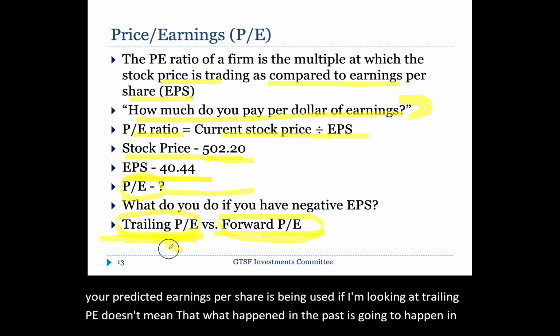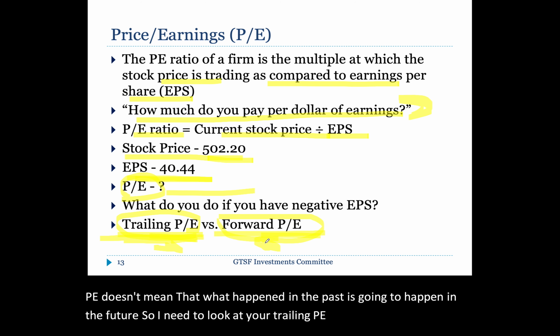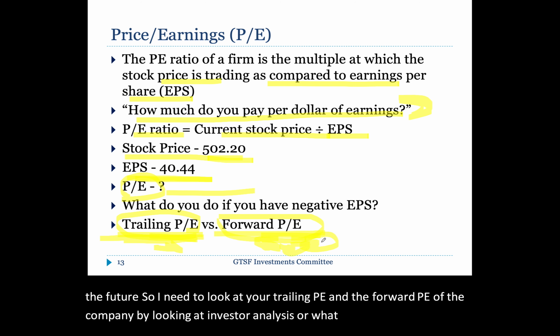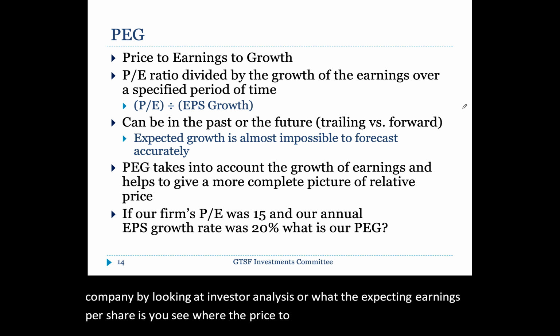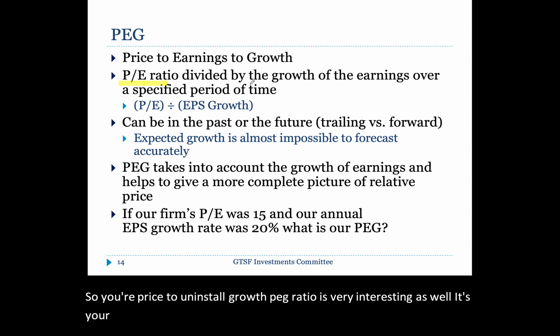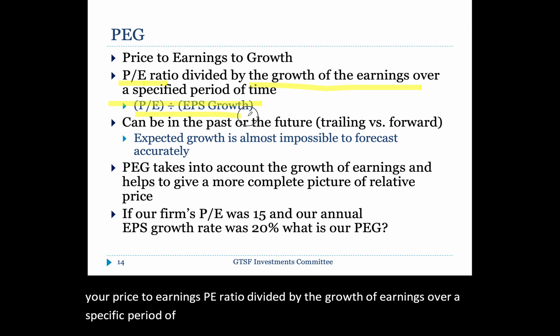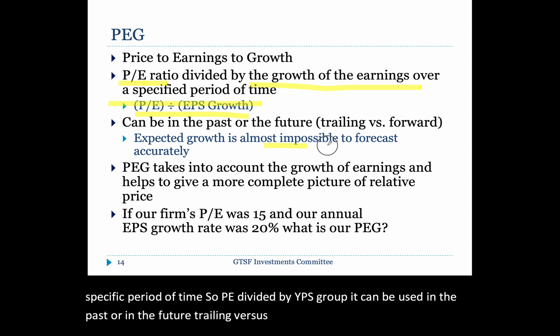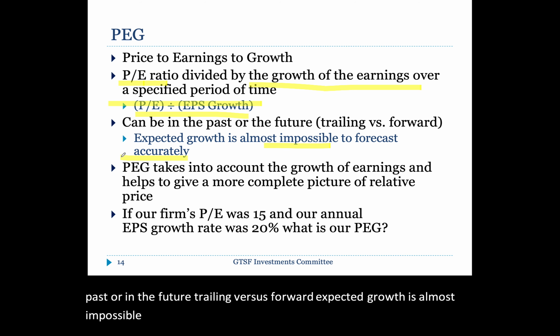So I need to look at your trailing PE and the forward PE of the company by looking at investor analysis over what the expected earnings per share is to see where the price to earnings of that particular company is going. So your price to earnings to growth, PEG ratio, is very interesting as well. It's your price to earnings, your PE ratio divided by the growth of earnings over a specific period of time. So PE divided by EPS growth. It can be used in the past or in the future, trailing versus forward.